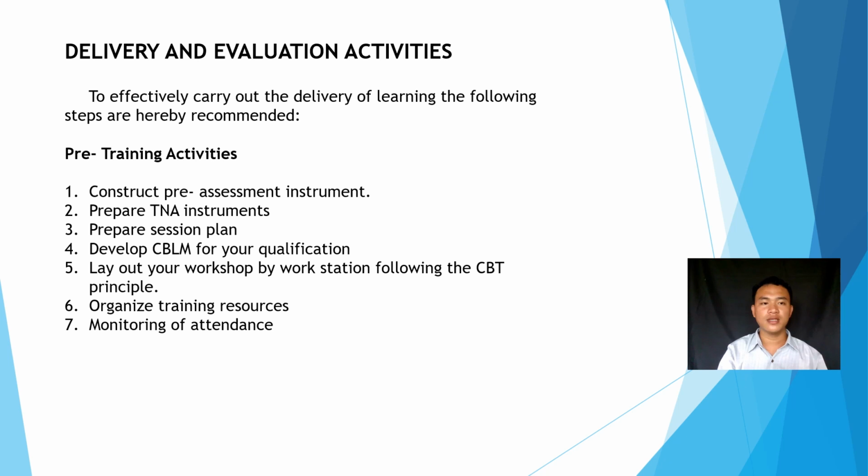The first one, delivery and evaluation activities. To effectively carry out the delivery of learning, the following steps are hereby recommended. Pre-training activities. The first one, construct pre-assessment instrument. The second one, prepare P&E instrument. The third one, prepare session plan. The fourth one is develop CBLM for your qualification. The fifth one is lay out your workshop by workstation following the 7S principles. The sixth one is organize training resources. The last one is monitoring of attendance.